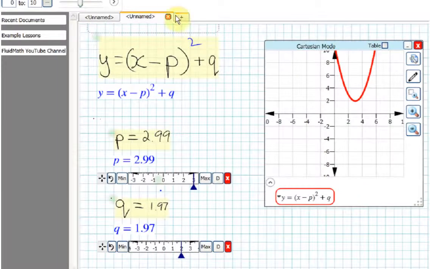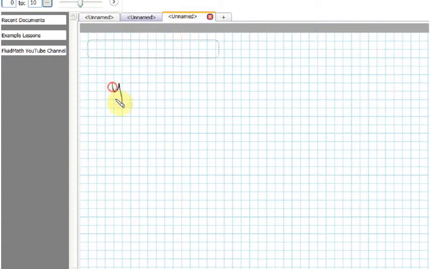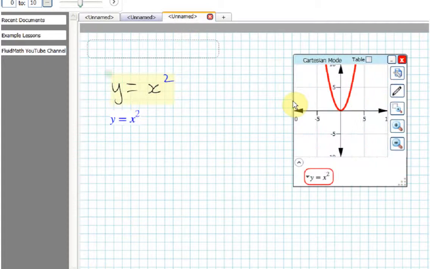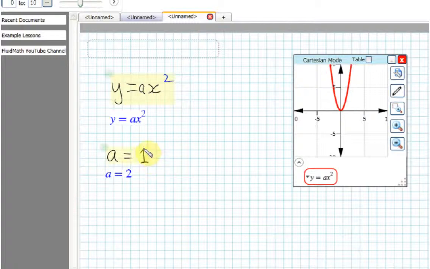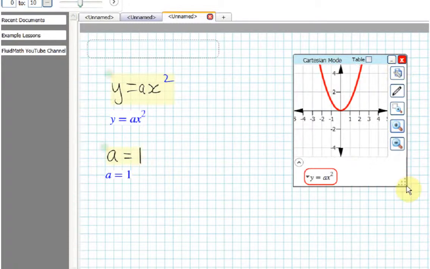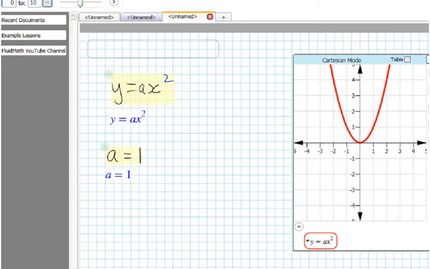Okay, so let's go to this one. I will graph out y equals x squared again. Hello graph. That's so cool. In this case, I'm putting a value of a in front. A equals 1. Let's make this a little bit bigger. Let's make my slider.